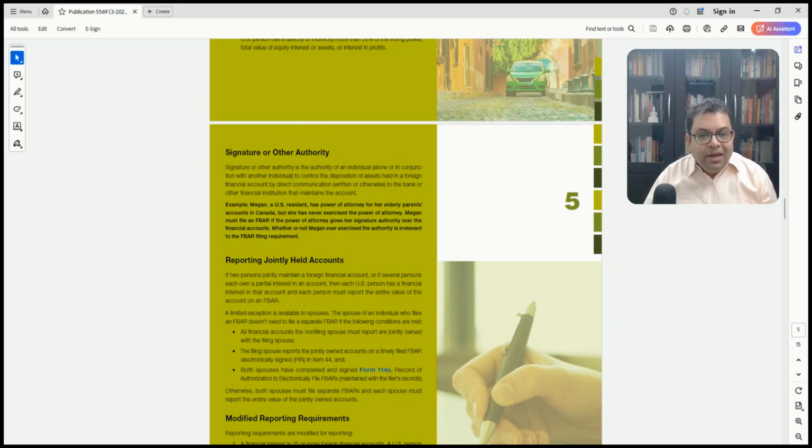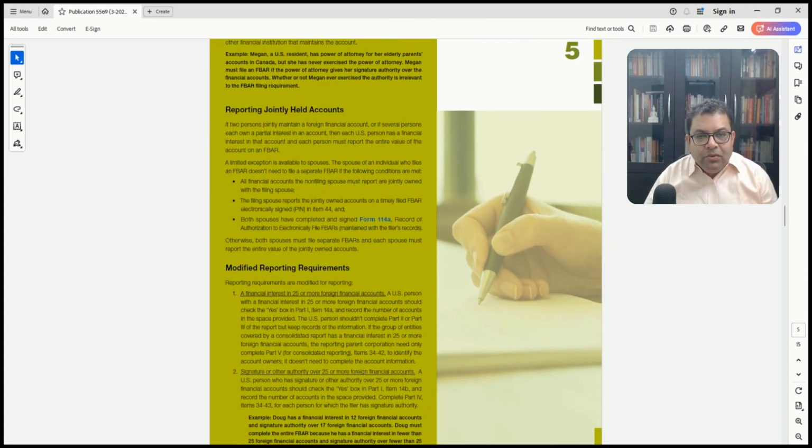Then there is this thing about jointly held accounts, right? If two persons hold joint accounts, both have to report. The only exception is available to a spouse, whereby one spouse can report the accounts of the other spouse. There are certain conditions: all financial accounts of the non-filing spouse must be jointly owned, the filing spouse reports the jointly owned accounts on a timely, electronically signed FBAR, and both spouses have completed and signed Form 114A, which is the record of authorization to electronically file the FBAR. If these three conditions are satisfied, then only one spouse can report the accounts, including the accounts held by the other spouse. Otherwise, both spouses need to report the accounts individually in their own FBARs, right?